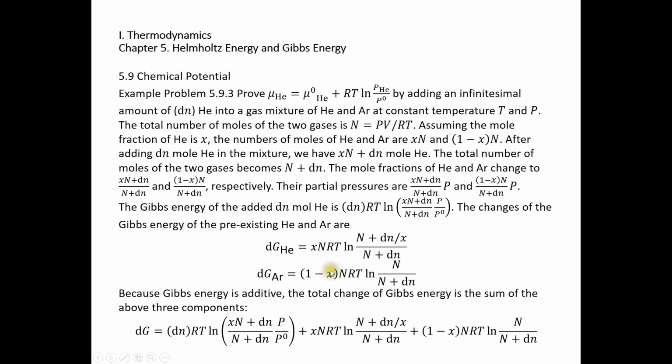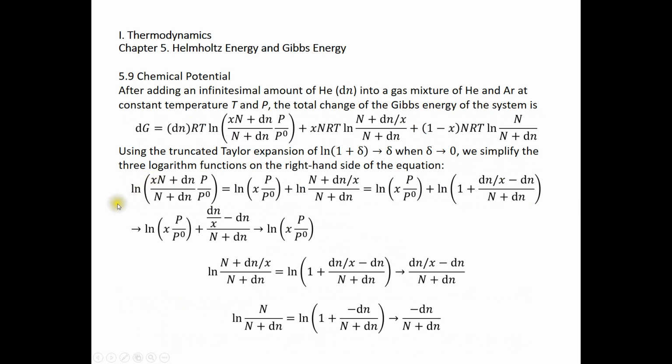Similarly, we get the change of the Gibbs energy of argon with this expression. Now, because the Gibbs energy is additive, we'll just sum up this term and this term to get the total Gibbs energy change expressed here. We need to simplify this expression.